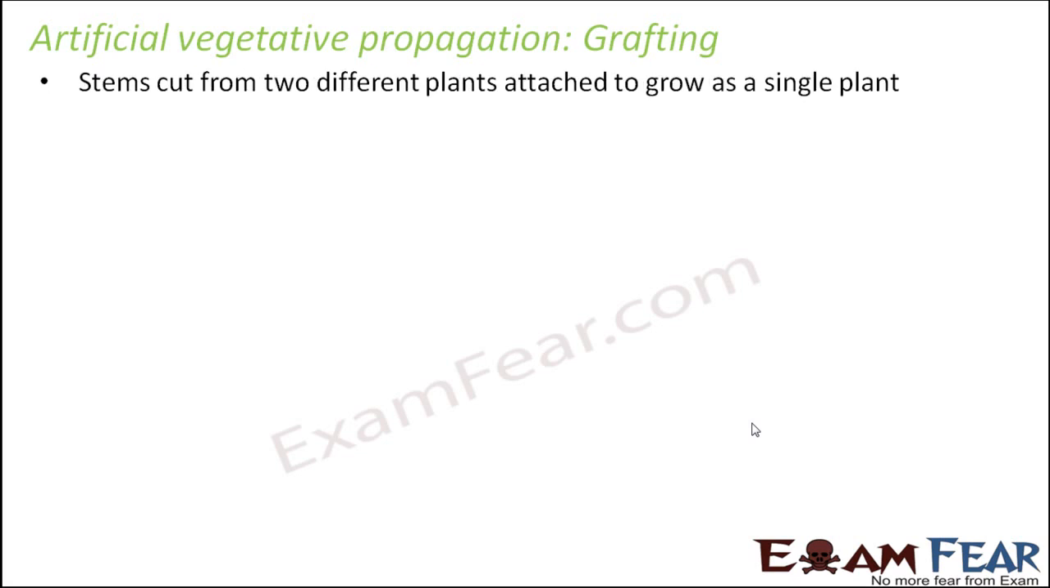Then the third technique, that is grafting. What happens here? Stems cut from two different plants are attached to grow as a single plant. Sometimes we want to combine the traits of two plants. Let us suppose you have one rose plant in your house which gives you red roses, and another plant which gives you yellow roses. Now you want a plant which gives both red and yellow roses. What do you do in that case? You take one stem from each plant and make those two stems grow as a single plant.